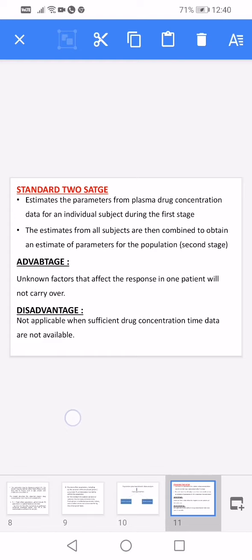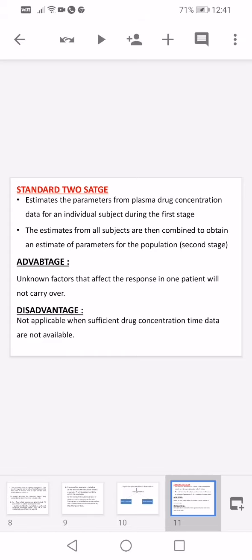The disadvantage is that it is not applicable when sufficient drug concentration-time data are not available. To make every individual patient's profile takes a lot of time, and if the data is not sufficient, we cannot combine all the plasma drug concentrations. That is the main disadvantage associated with this.